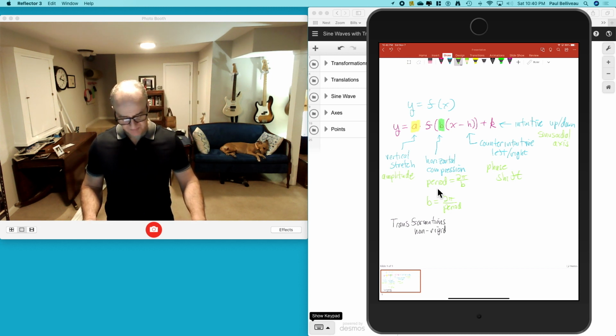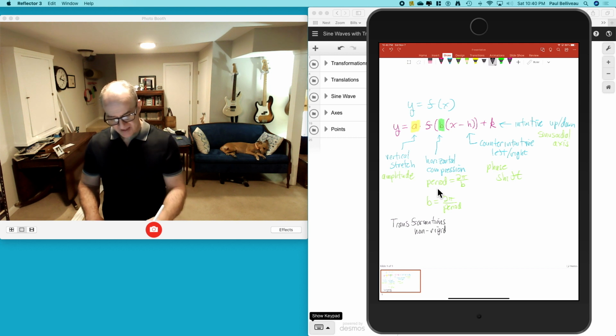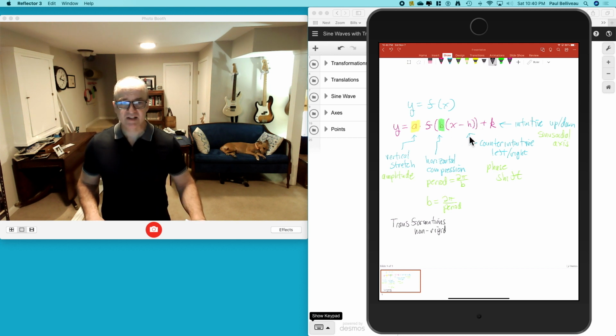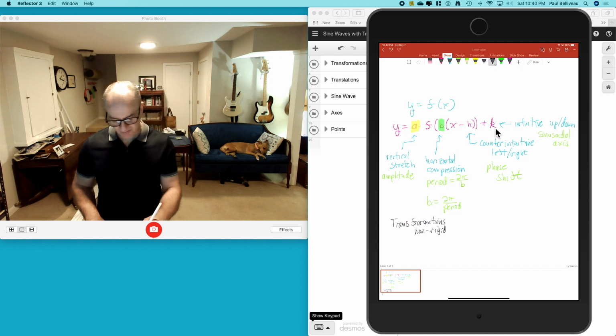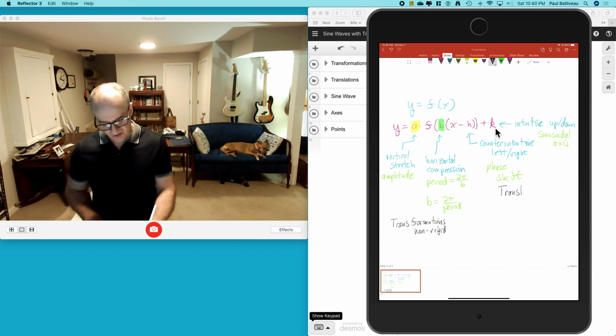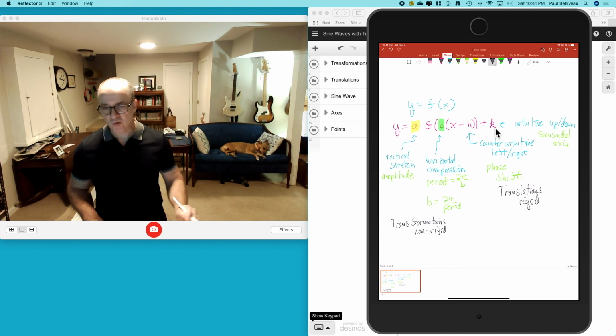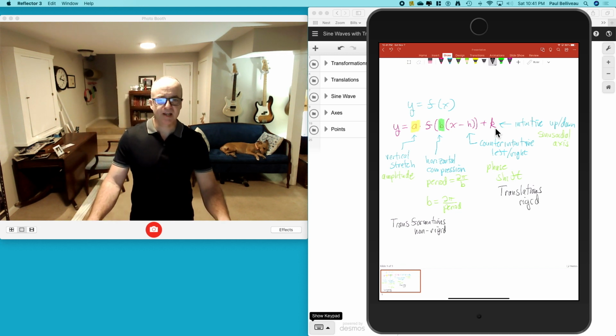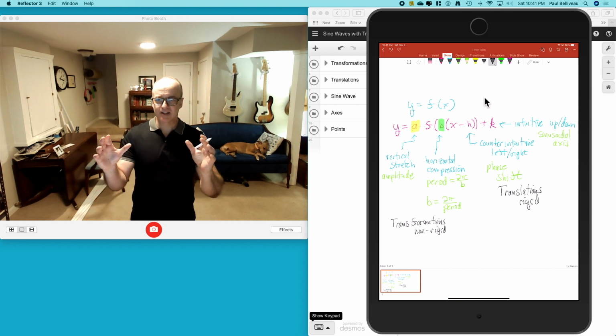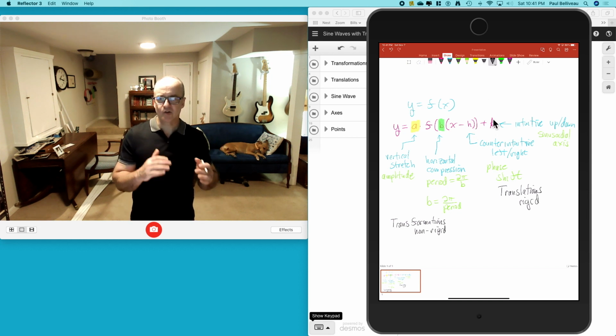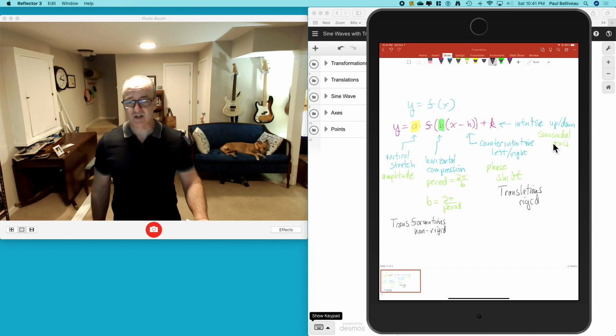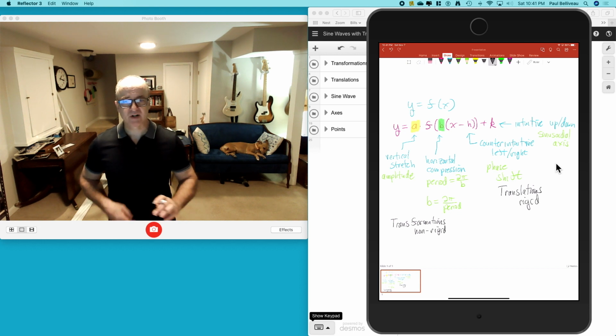Now, last thing I wanted to mention. These H and K values, my counterintuitive left-right, my intuitive up-down, these are called translations, and they are rigid. They do not change the shape of our original graph. Okay, if all you play with is H and K, the period will still be 2 pi. Your graph will only go one up and one down from that middle line. Just that middle line might be somewhere else. That 2 pi might start at 0.